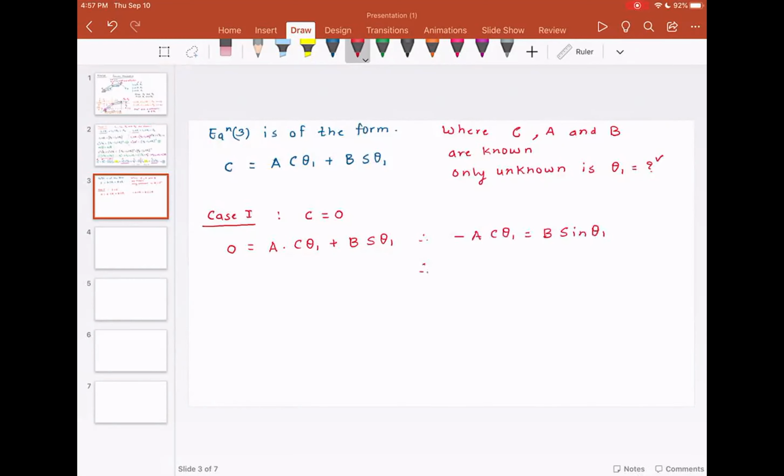So you can clearly see from the expression that it is of the form minus a divided by b is equal to tan theta 1. Now it is very tempting to say theta 1 is equal to tan inverse of minus a by b. It is very tempting. But here is the issue with the tan function.